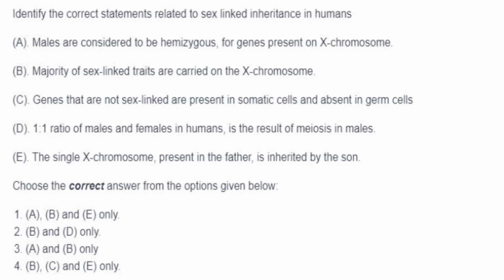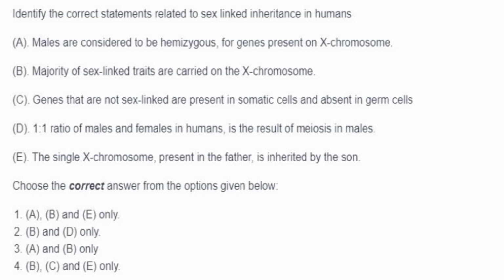Then identify the correct statements related to sex-linked inheritance in humans. Males are considered to be hemizygous for genes present on X chromosome. Yes, males have only one X chromosome and the other is Y chromosome. So they are hemizygous.